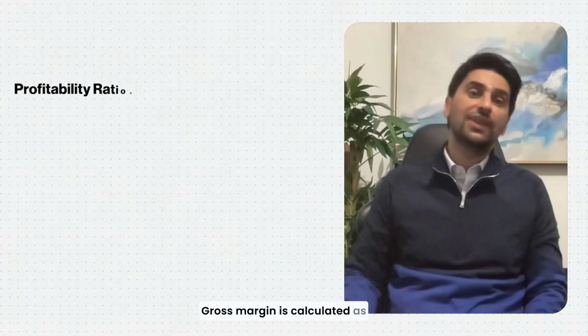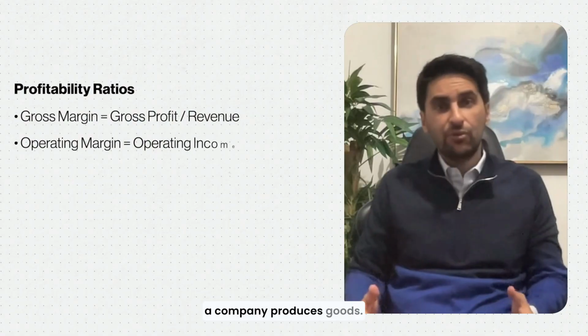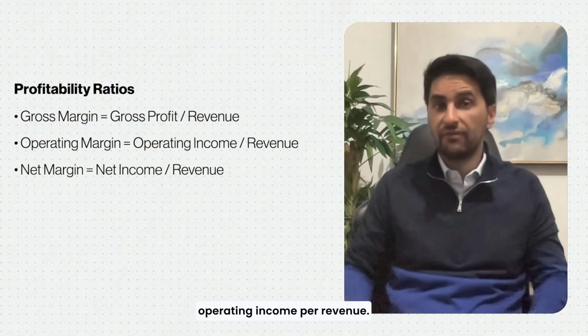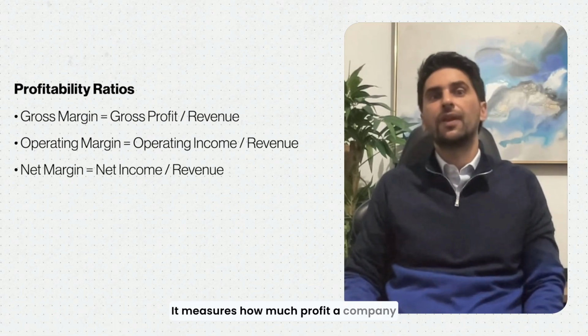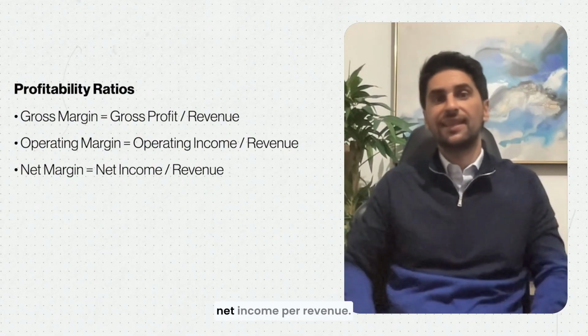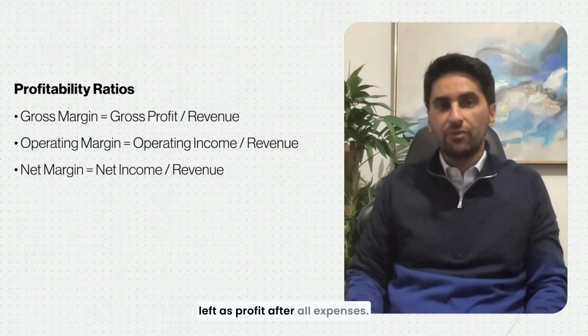Gross margin is calculated as gross profit per revenue. It indicates how efficiently a company produces goods. Operating margin is calculated as operating income per revenue. It measures how much profit a company generates from core operations. Net margin is calculated as net income per revenue. It shows the percentage of revenue left as profit after all expenses.